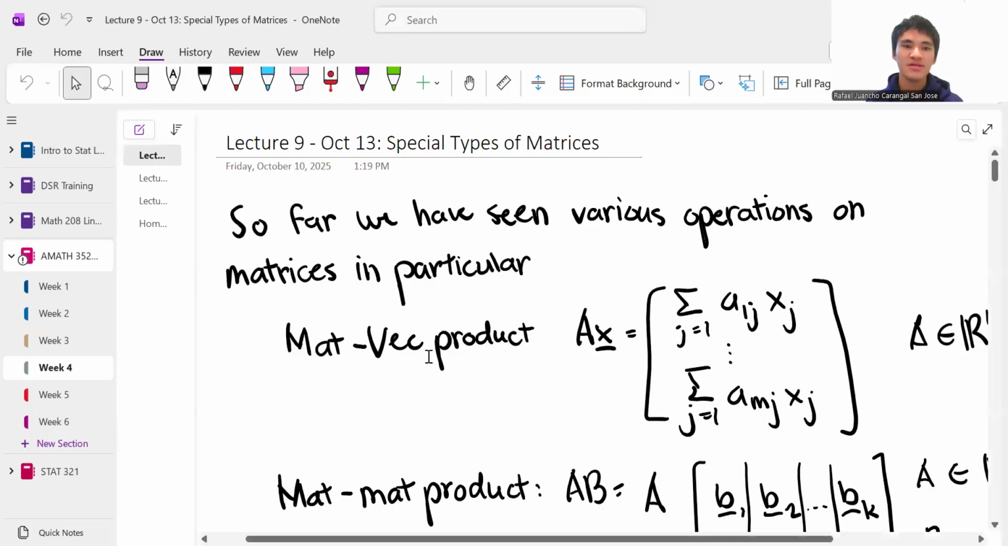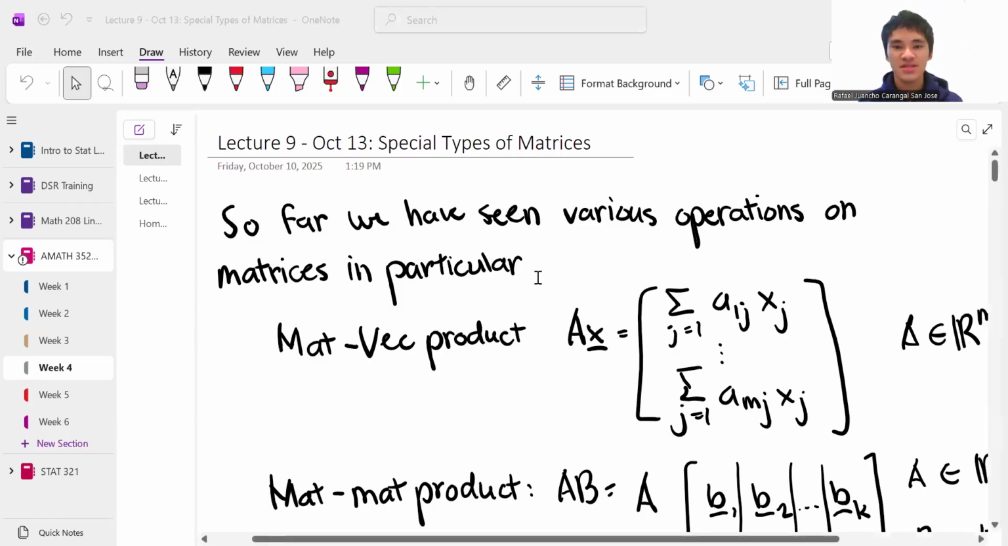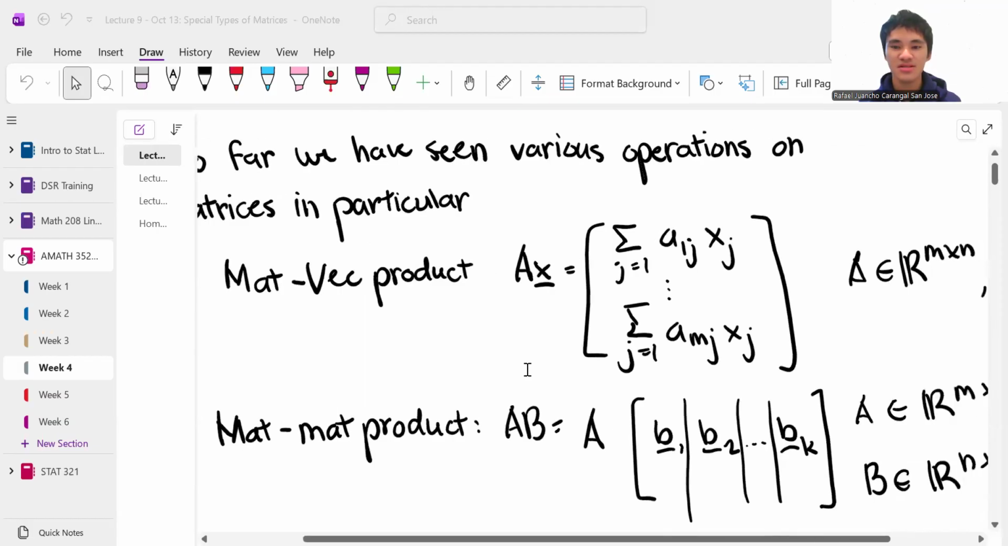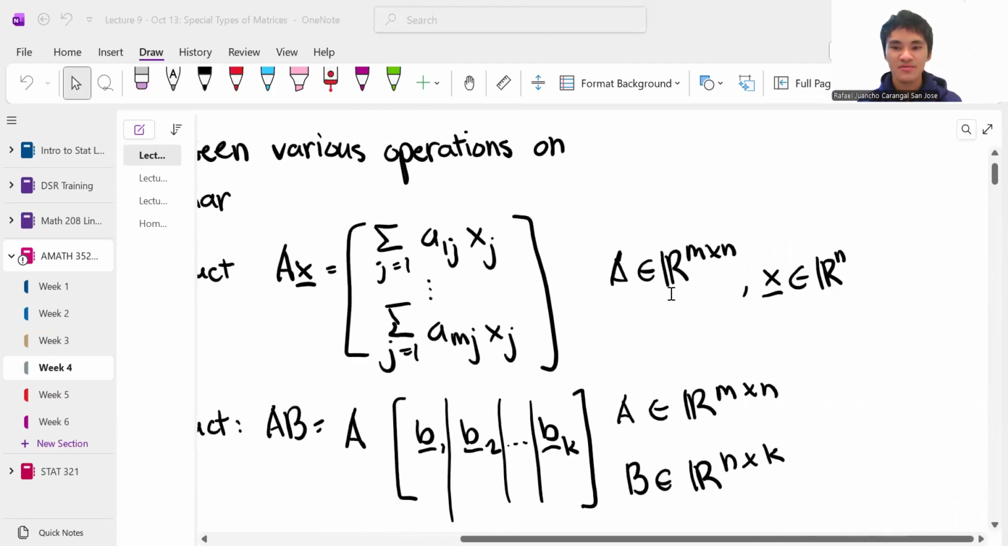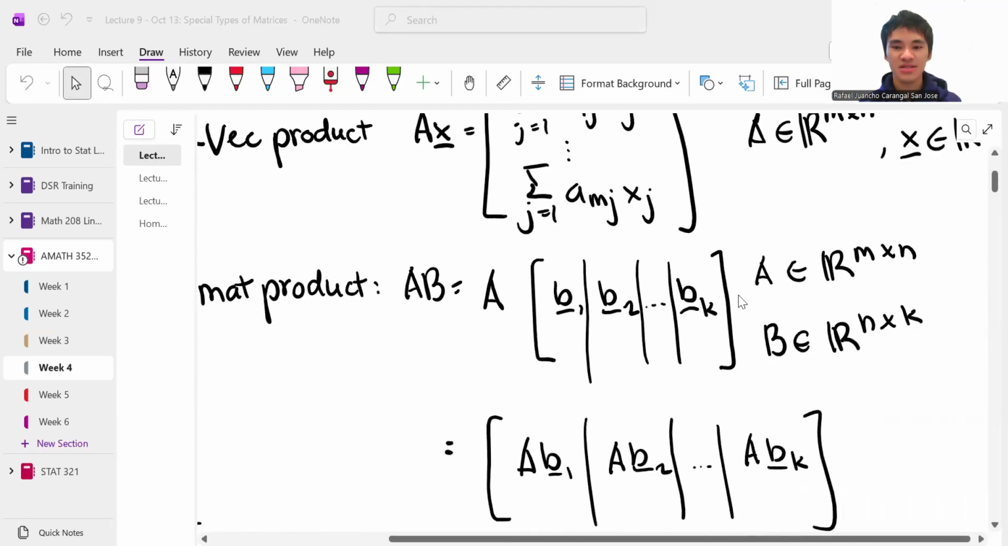So today we're going to be continuing our applied linear algebra series, and we're now going into lecture 9, where we're going to talk about different types of matrices. So far we've seen various operations of matrices. We've clearly seen what a matrix vector product is, right? We've also seen what a matrix times matrix product is.